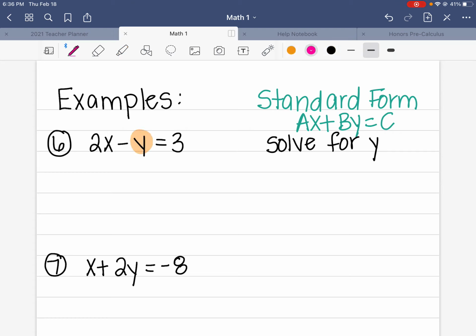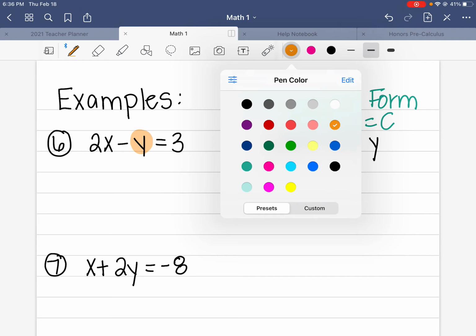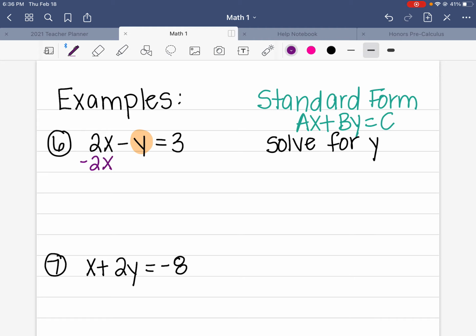So just like we did literal equations, the first thing that I'm going to do is move this 2x, okay? I want to move the whole thing. So I want to take 2x and move it to the other side. Okay, so how do I do that? Well, to move it, I'm going to subtract by 2x because it's a positive 2x right now. Now, that's going to cross out that piece. I'm going to bring down my negative y.